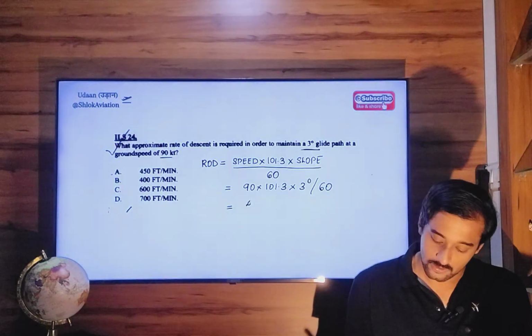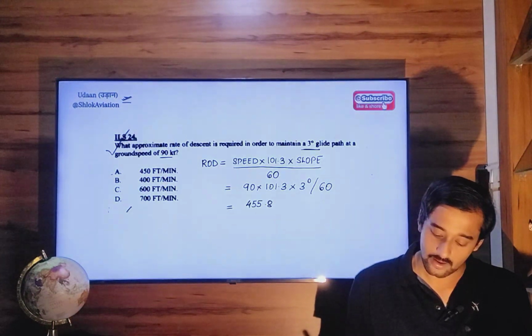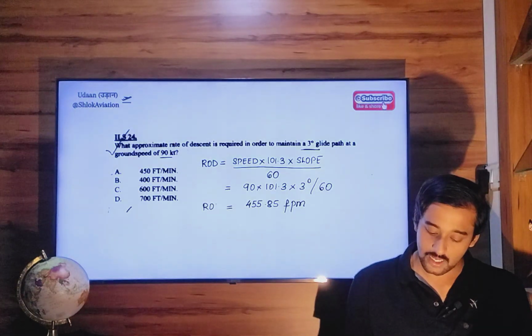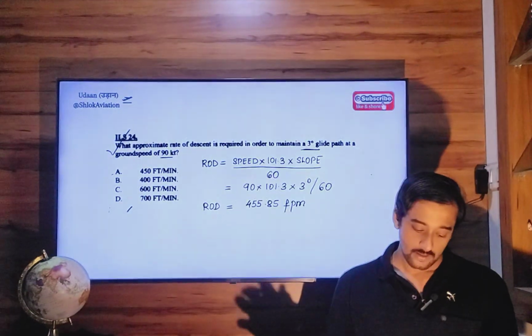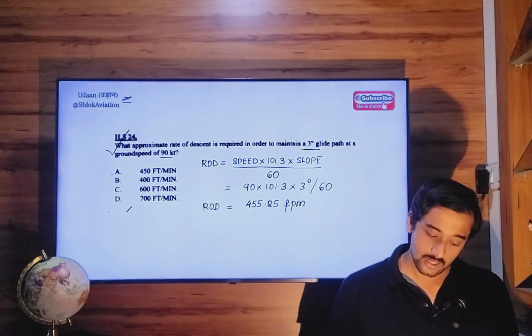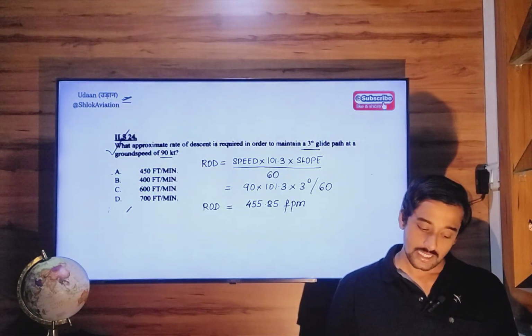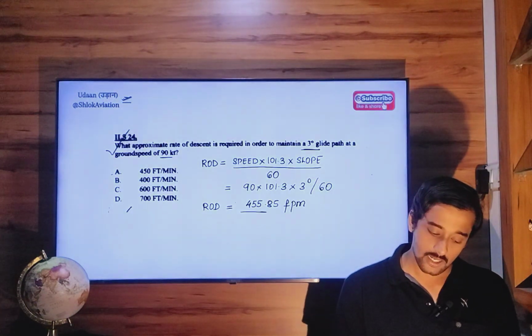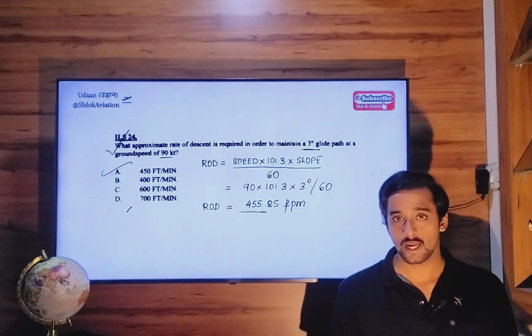455.85 feet per minute. So rate of descent is approximately 456 feet per minute. Now select that option which is closest to this value. 450 feet per minute, 400 feet per minute, 600 feet per minute, 700 feet per minute. So 450 is the closest value. So option A will be the right answer.